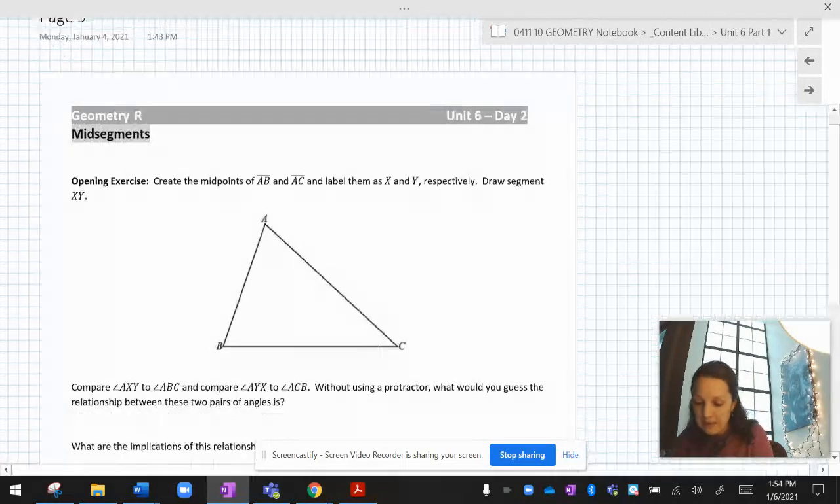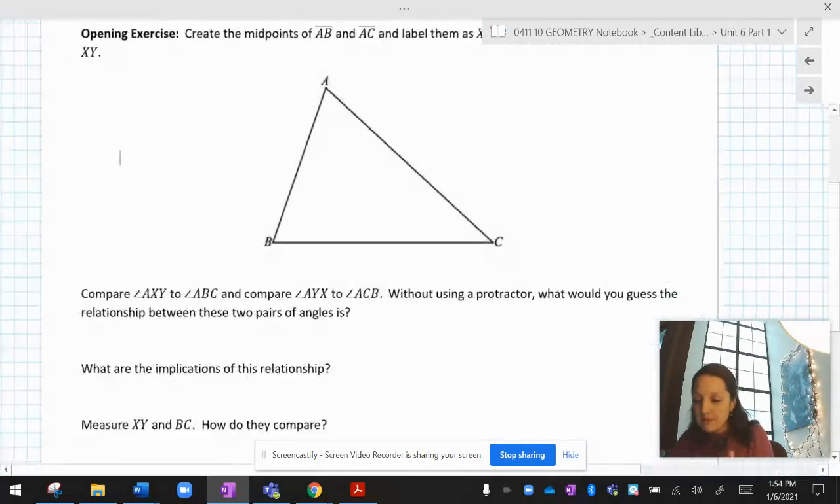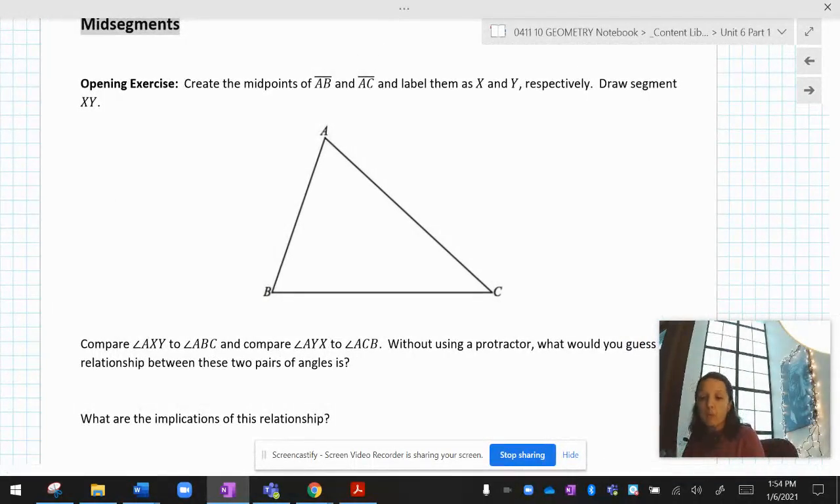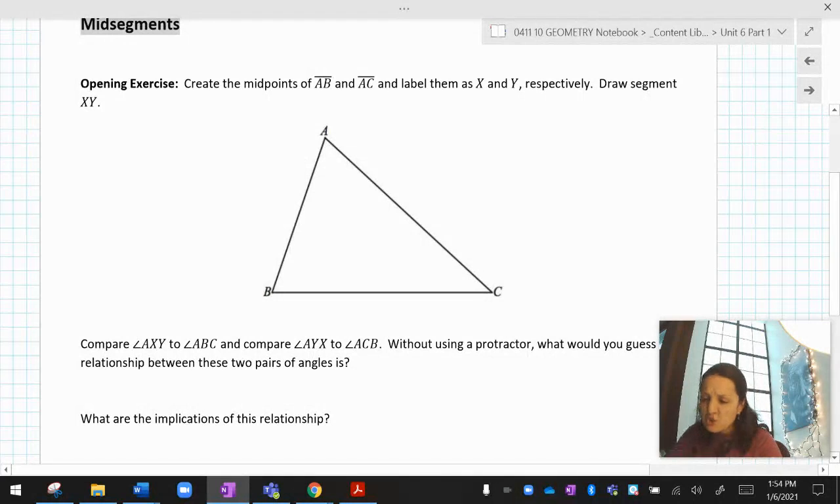So what the heck is that? Well, if I want to make a mid-segment, you're going to find the midpoints of two of the sides. Now, if you have a ruler, get a ruler out. But what I'm really going to do is just estimate this midpoint here. So a midpoint of AB would be right about there, and I'm going to call that X. And the midpoint of AC would be about here, and I'm going to call that Y.